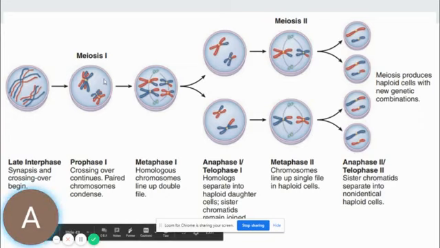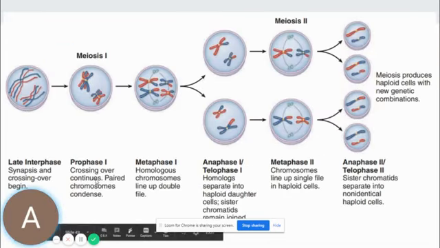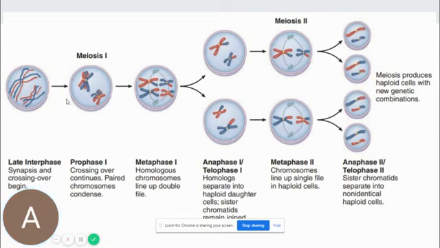So in prophase 1, you have crossing over, paired chromosomes condensed. In metaphase 1, homologous chromosomes line up, double files, still the same as before. In anaphase 1, homologs separate into haploid daughter cells, no? And sister chromatids remain joined. And in metaphase 2, chromosomes line up in single file and haploid cells. So pagdating ng end product, haploid na lang with new genetic combination. So this is what I am talking about.